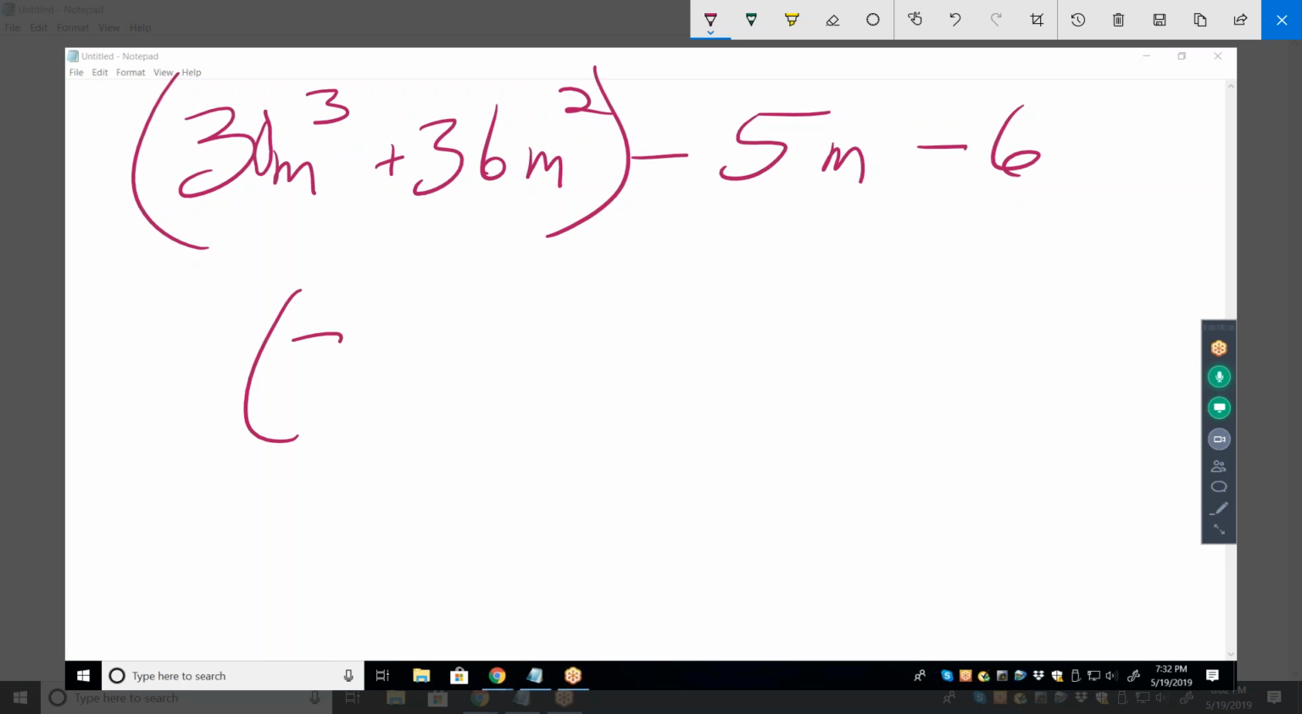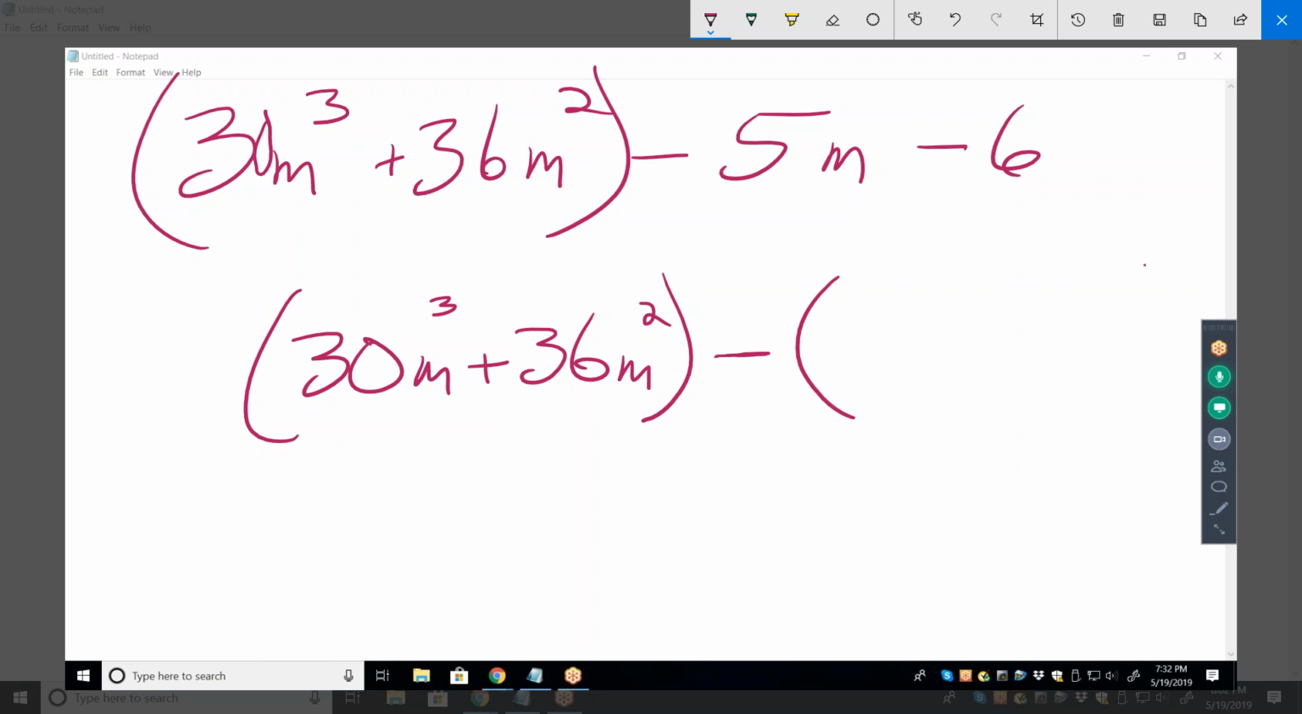But I can't just add parentheses around the second two terms because it actually changes the expression. In other words, I still want a minus, and that still has to be 5m, but what does this have to be? Minus or plus 6? Plus. Yeah. In other words, our goal is to not change this expression. So all we're doing is rewriting it.